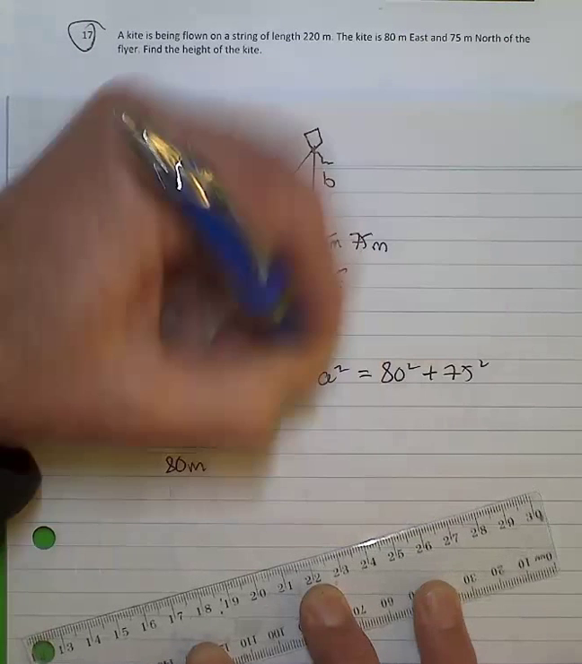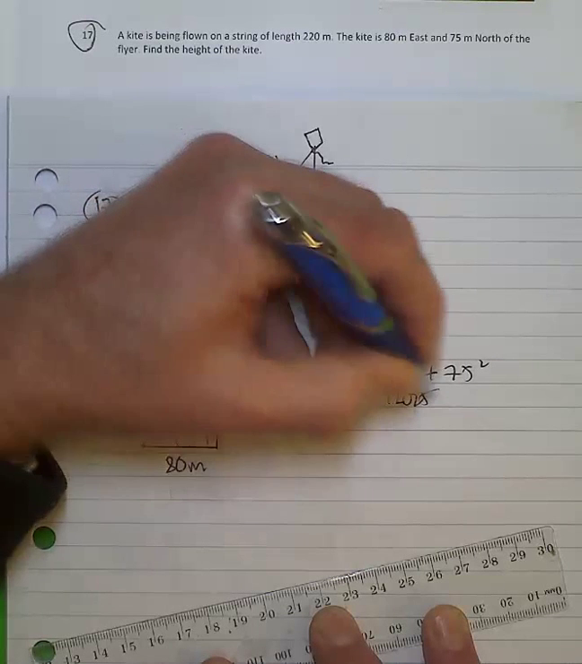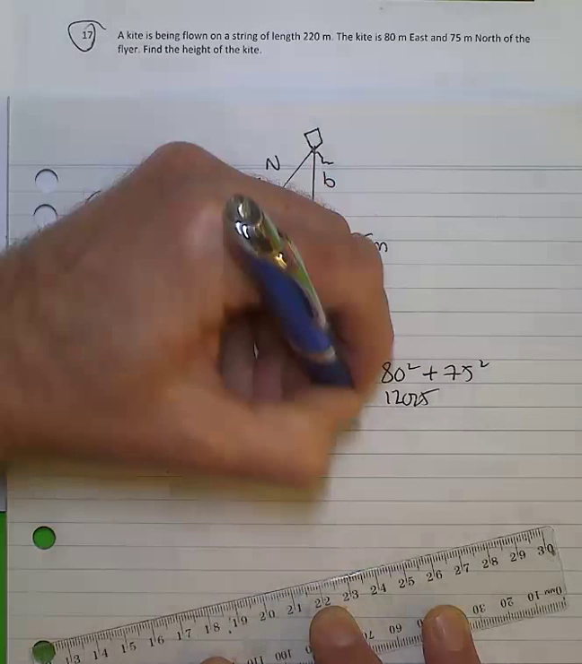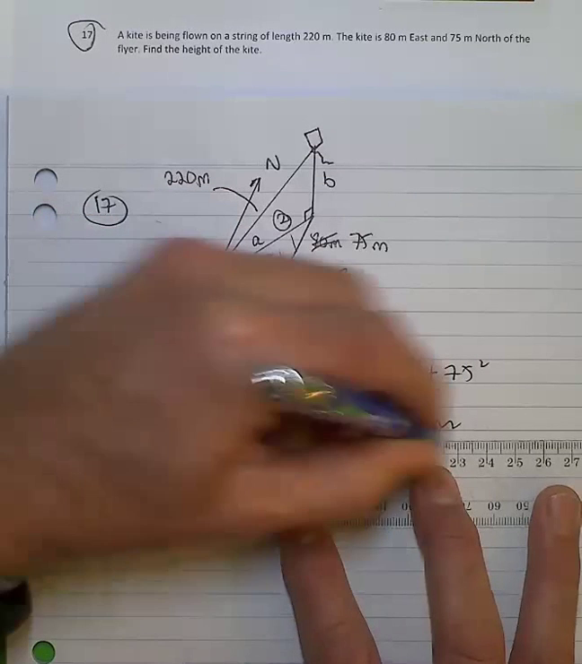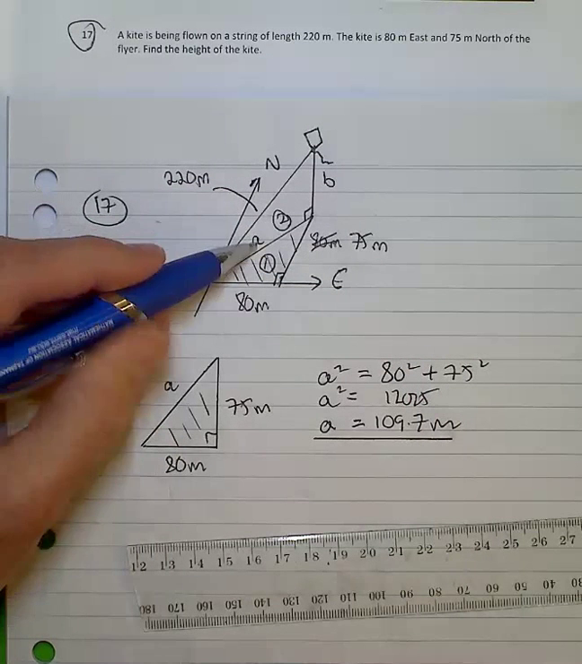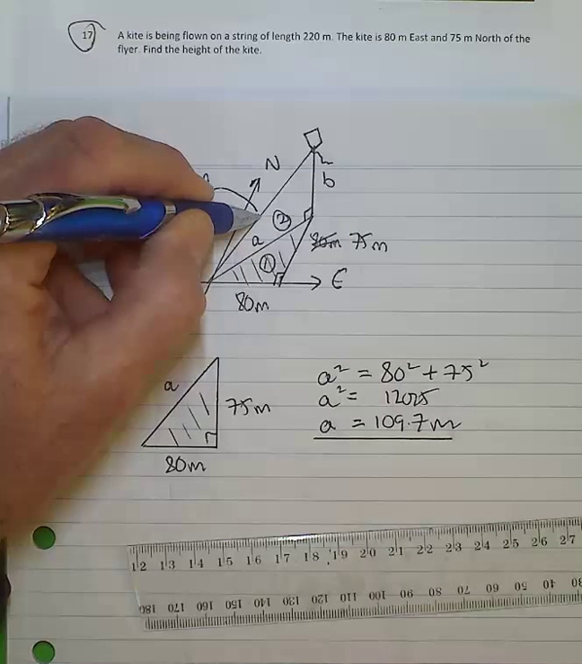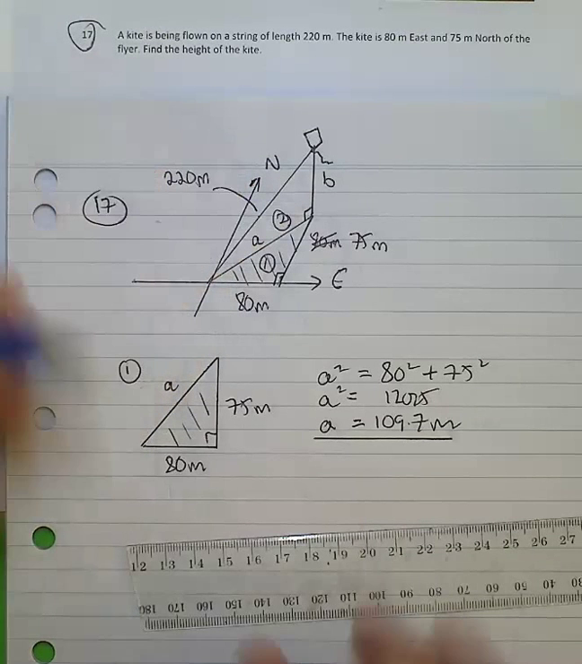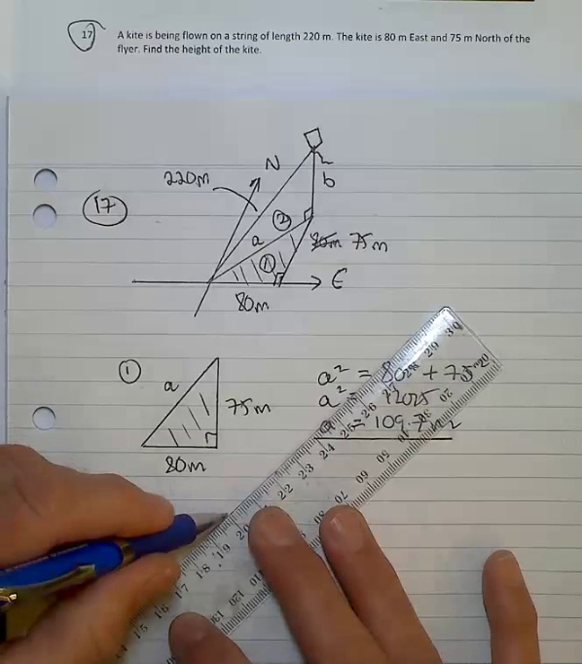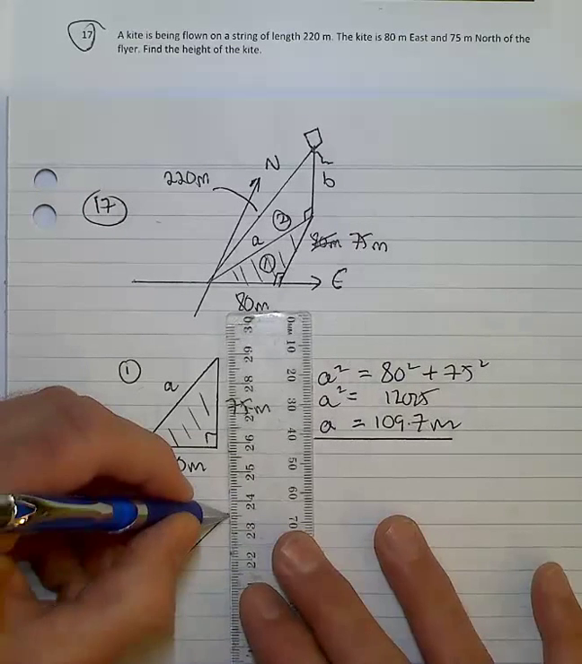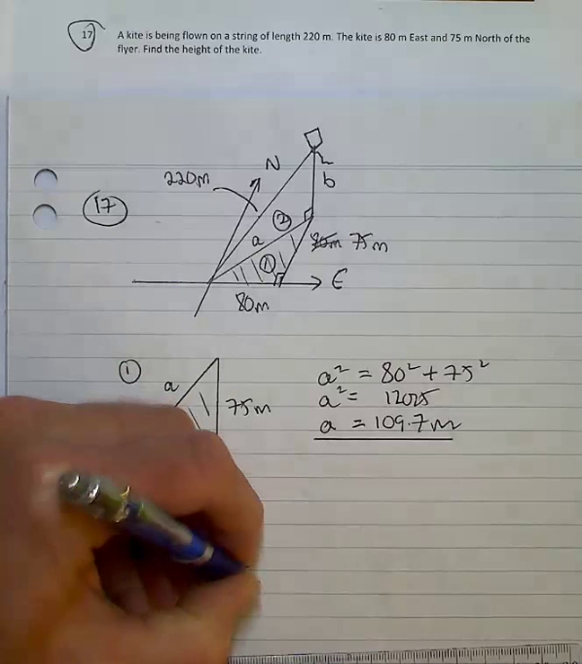Once again, it's the hypotenuse that we're working with. So I've got the second part of the puzzle. I know the string length, or the hypotenuse, in triangle 2. I now know a base length. So this is the kite above the ground. And B will be the height.